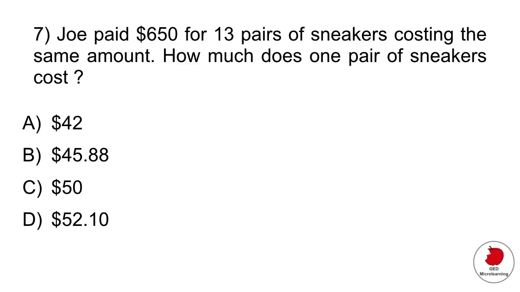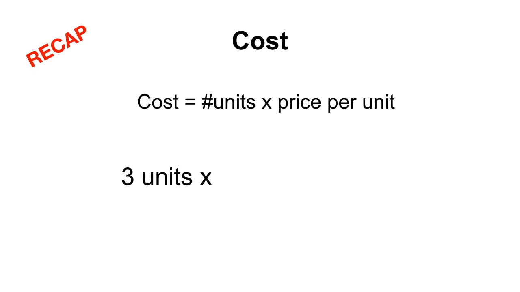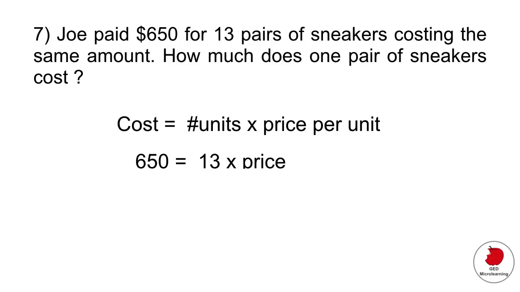All right, so let's do one more question on this so that you consolidate that. In this case, it says Joe pays $650 for 13 pairs of sneakers costing the same amount. How much does one pair of sneakers cost? Again, we use the formula that we already discussed previously, and then you plug your numbers in like this.